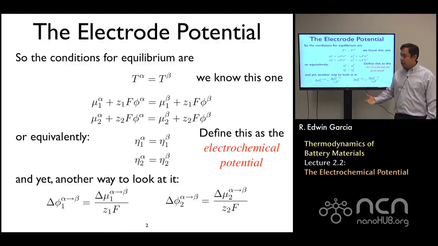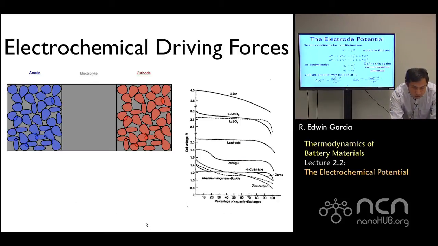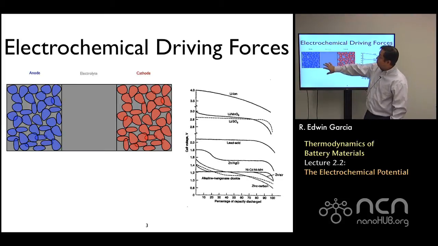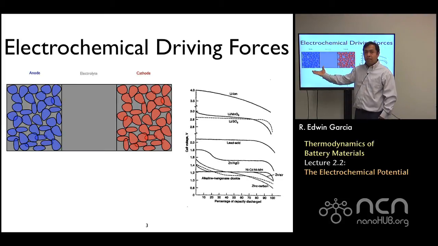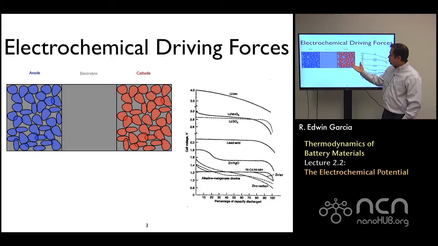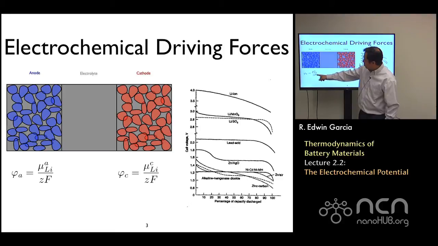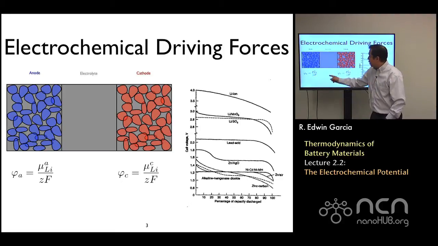So with respect to, say, the lithium reference, you can think of now our sketch of rechargeable battery, where the phase of the anode will have its own chemical potential difference with respect to our reference, and the cathode material will have its own chemical potential with respect to the same reference, say in both cases the lithium reference, and you can write it in these terms, in terms of the chemical potential divided by ZF for both anode and cathode.